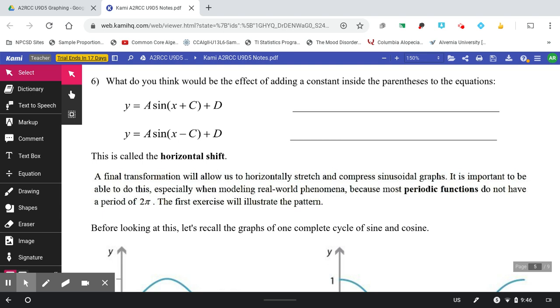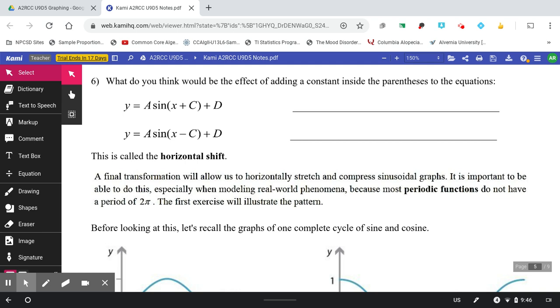Okay, the last part of our lesson is just a little bit of the first part, which is shifting left and right, and then the rest of it is a little bit more involved. So 30 seconds on horizontal shifts. What do you think would be the effect of adding a constant inside the parentheses?